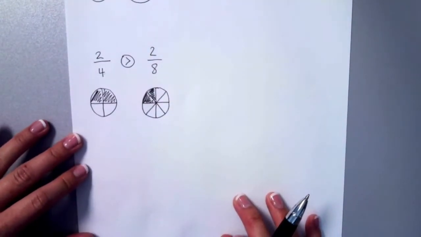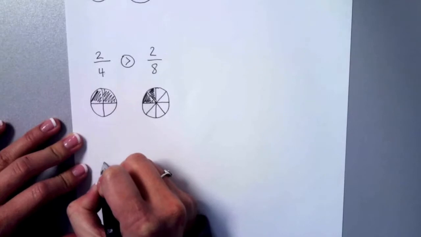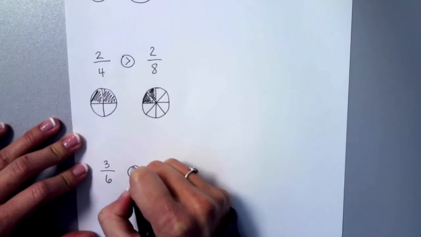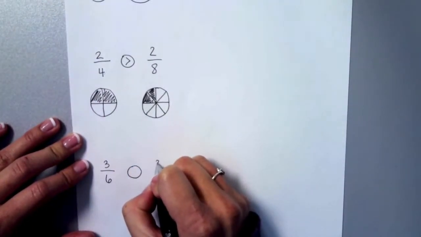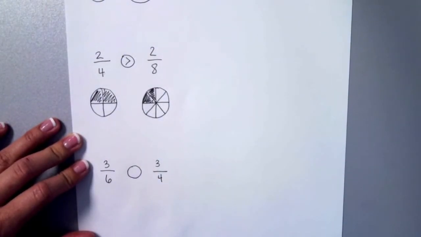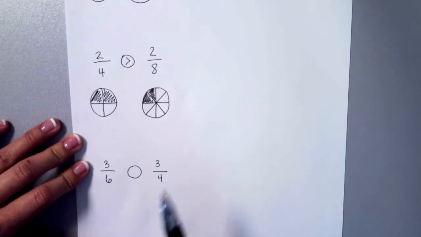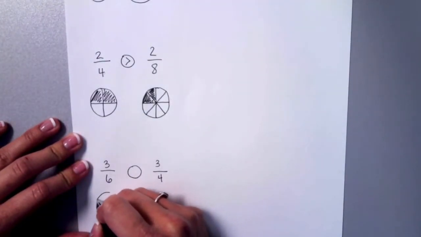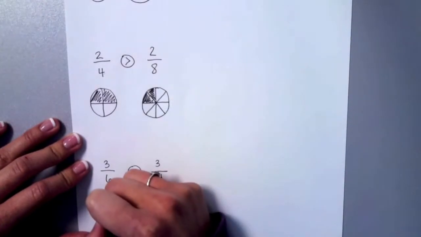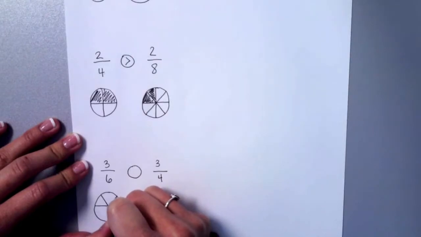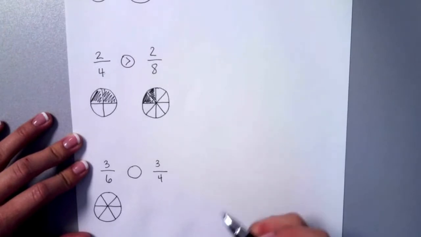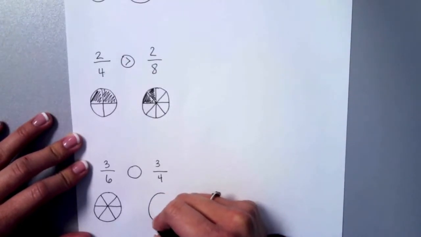All right, let's look at another one. Let's look at 3/6 is greater than, less than, or equal to 3/4. Just like with my other two, I'm going to use a circle. So I'm going to have this left circle divided into 6. And I'm going to have this circle on the right side divided into fourths.